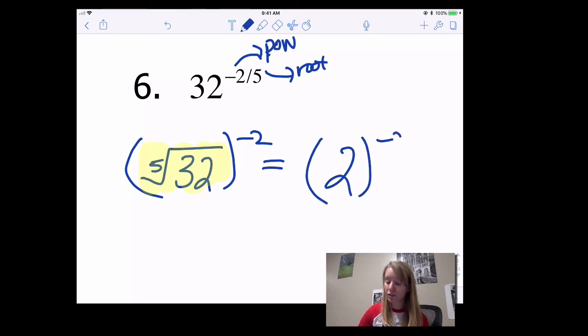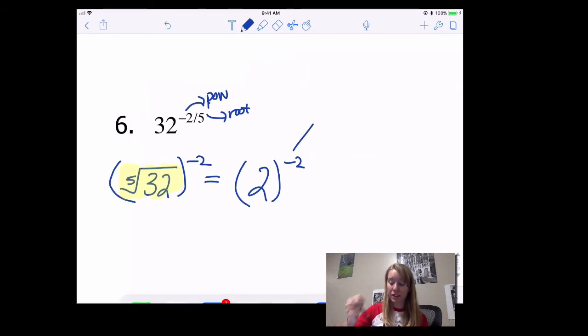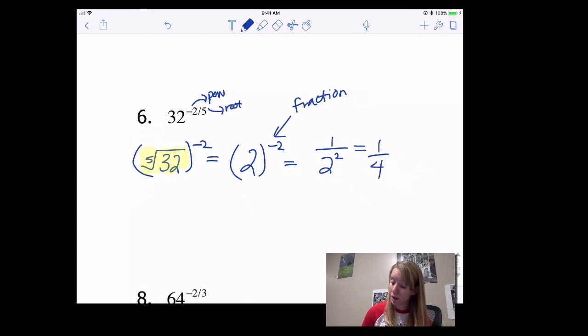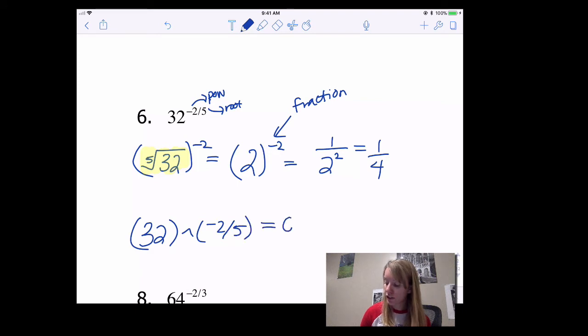This negative, remember we have to flip and make it a fraction. So this becomes 1 over 2 squared, or 1/4. If you plug this into your calculator, you can do 32 caret -2 divided by 5. You'll get 0.25, and then you can change that into a fraction of 1 over 4.